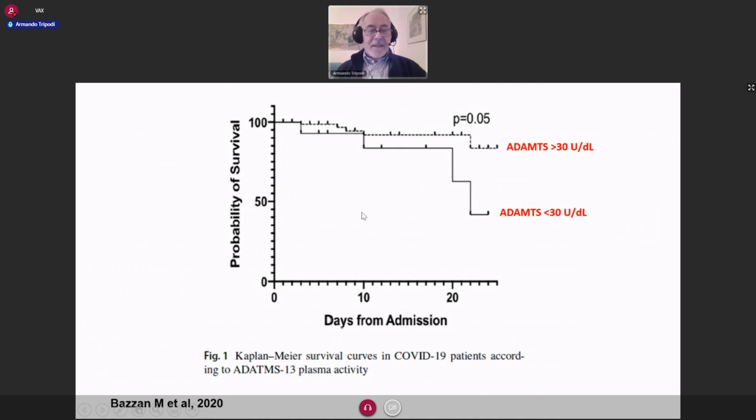Now, as I mentioned for the D-dimer, also for ADAMTS-13, we should think about using these results for patient management, because again, these values have been obtained in retrospective observations, and therefore here it's not possible to distinguish causes from consequences. So I think that in the future, we should organize prospective studies to see whether both the D-dimer but also ADAMTS-13 could be useful in patient management.